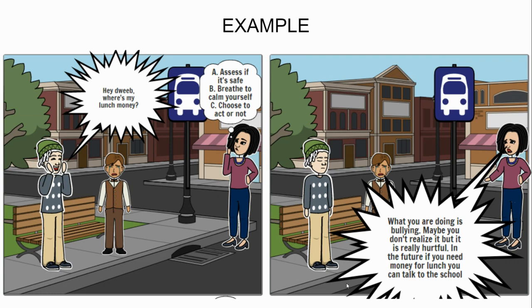So here's an example of our bullier. This young man is yelling at the smaller man and saying, "Hey, dweeb, where's my lunch money?" And our bystander has a thought bubble that says, A, assess if it's safe. B, breathe to calm yourself. C, choose to act or not. And in this case, she does act.